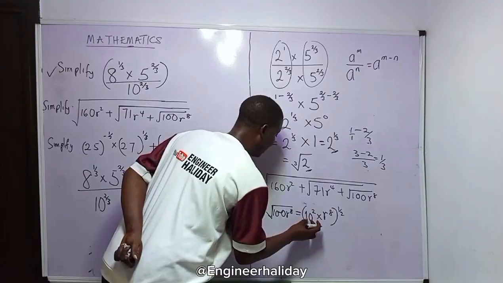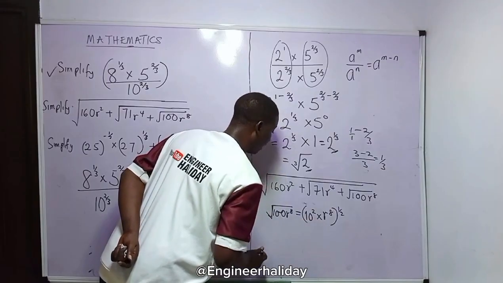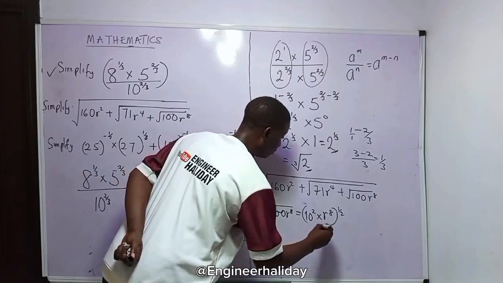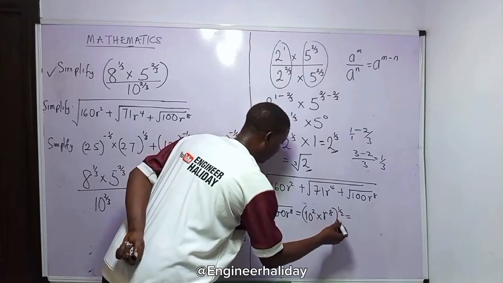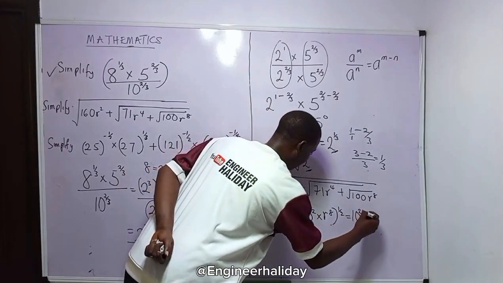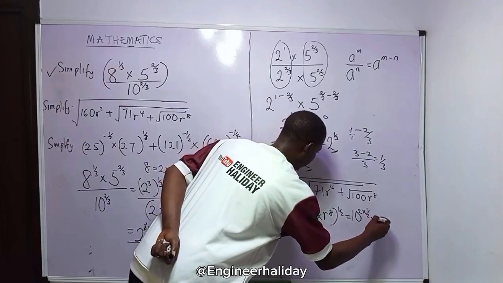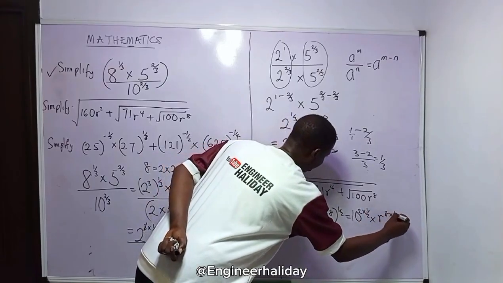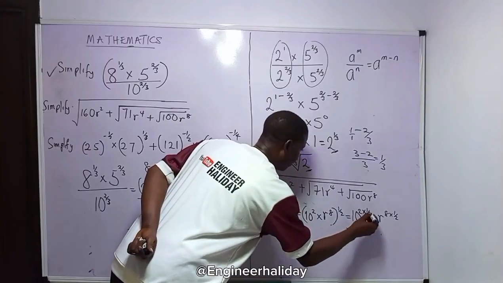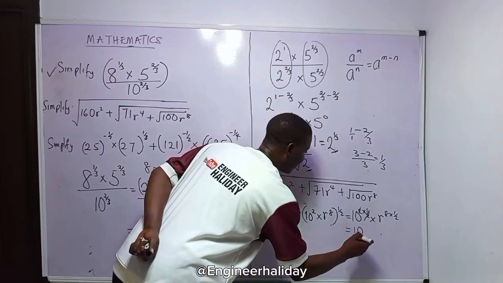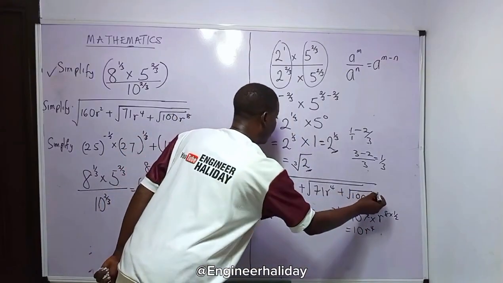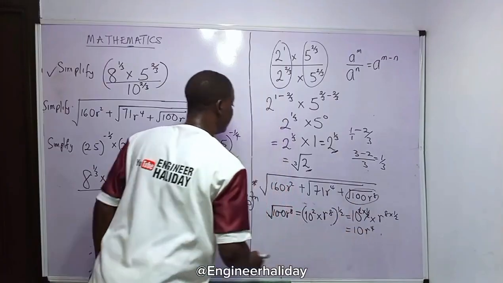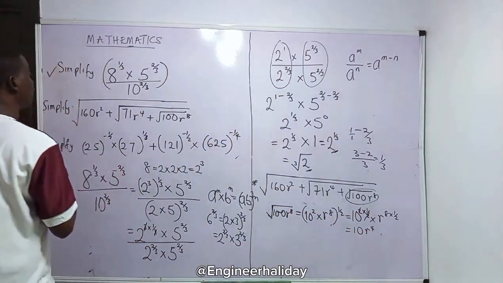100 is the same thing as 10 raised to power 2. So what I want to have is this: power will multiply power. So I want 10 raised to power 2 times half, times r raised to power 8 times half. What we are left with is 10, then r raised to power 4. So we have broken this one down, and we replace it with 10 r raised to power 4.